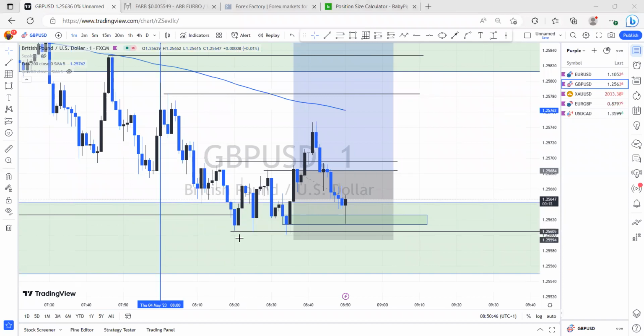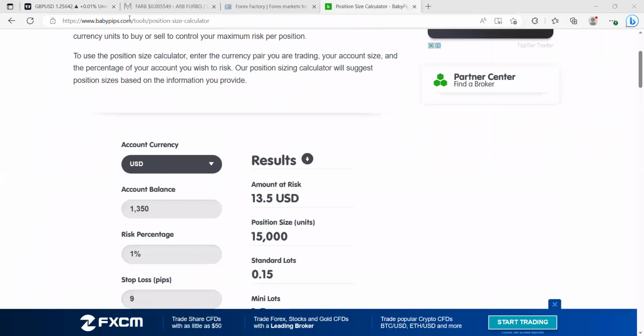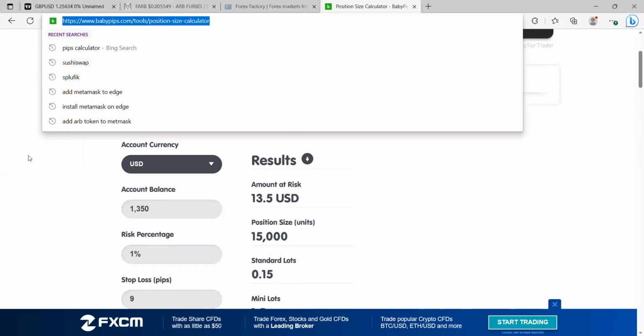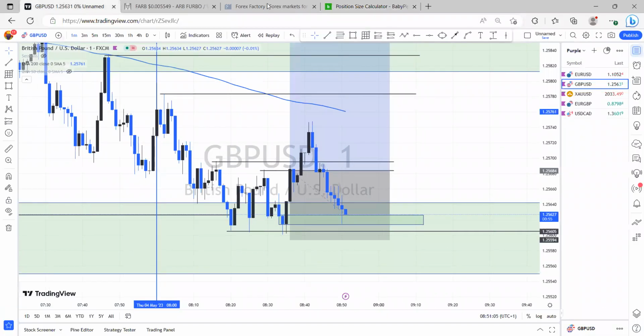Okay, so let's go and pause that risk management and how to use the calculator very well. There's nothing there now. You go to your Babypips position size calculator. I will share this link to the group now. Let me just copy it. Please, somebody remind me, I'll share it to the group.